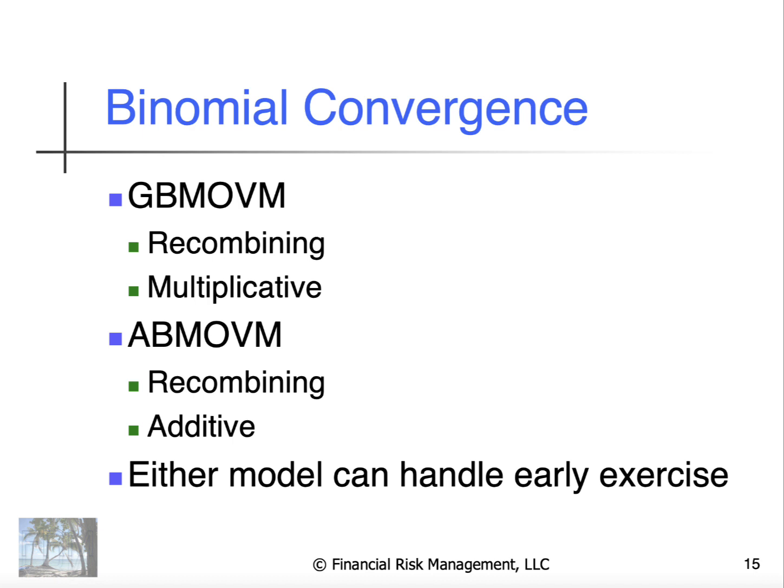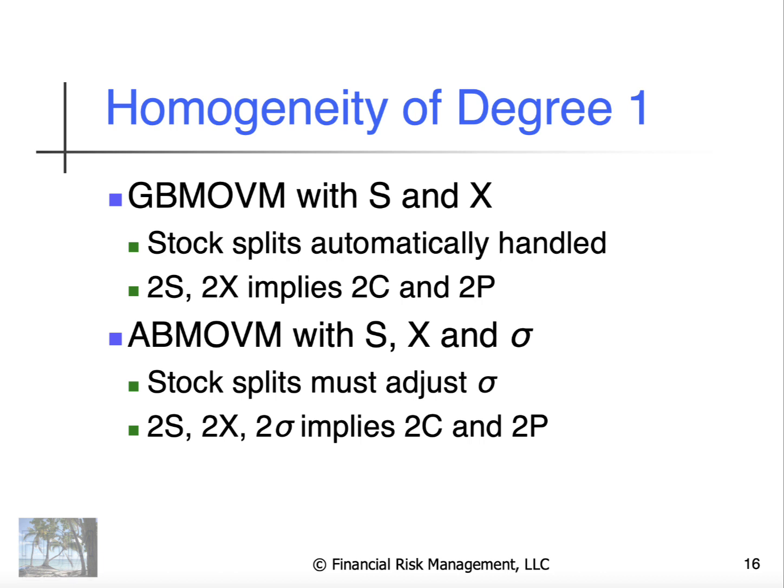It's multiplicative in nature. ABM has the same sort of features in that it recombines, but it's additive in nature. And so the terminal distribution converges to normal under ABM, converges to log normal under GBM. Either model can handle early exercise with the same relative ease.